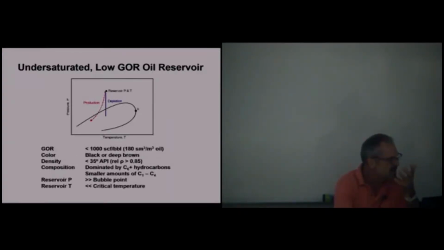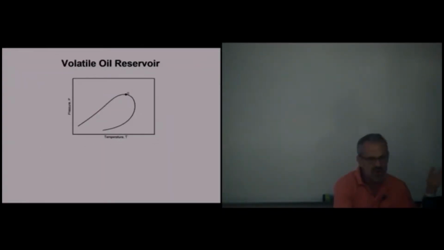Now I can go through these fairly fast. A volatile reservoir just has a higher GOR. It's the same breed.